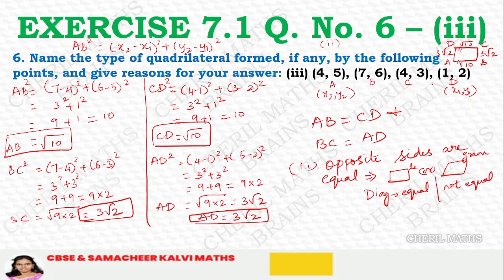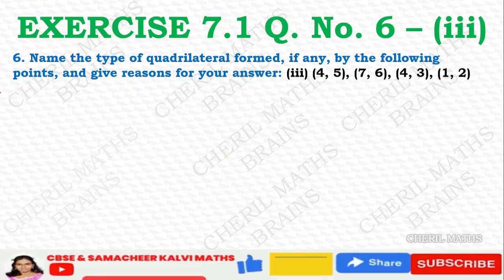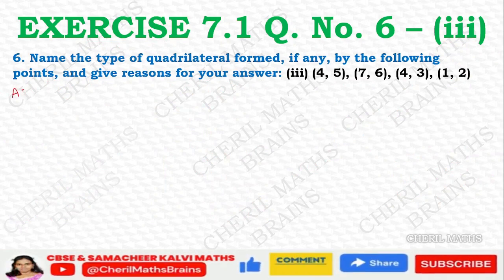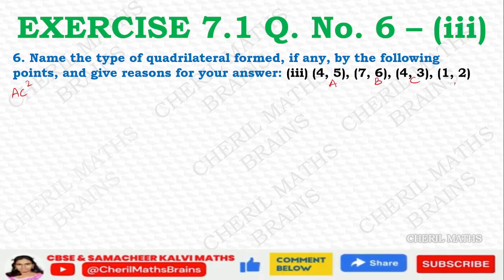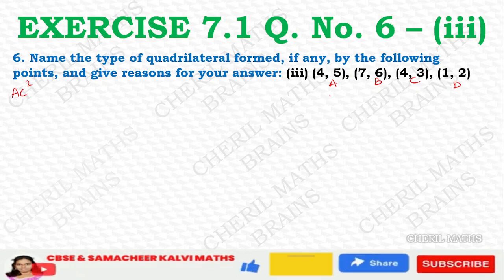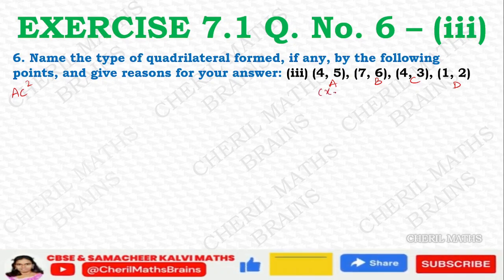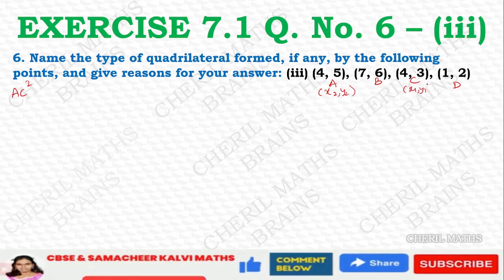So what is the diagonal now? AC and BD. So we'll find out the values for AC and BD. First we'll do for AC square. So these are our points A, B, C and D. We are doing it for AC. This I am taking as x2, y2, and this I am taking as x1, y1.